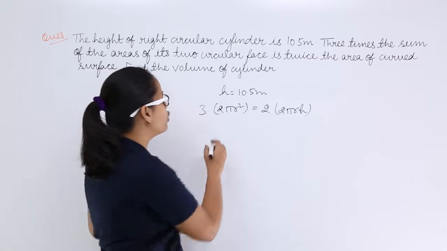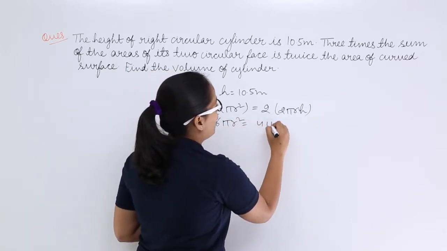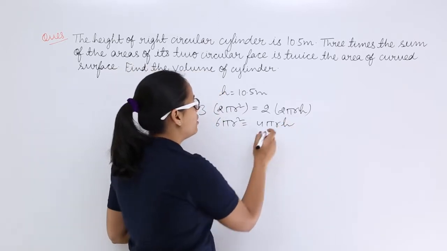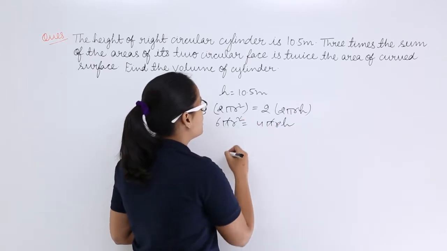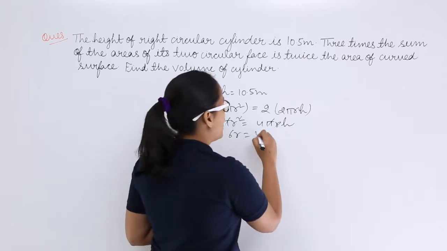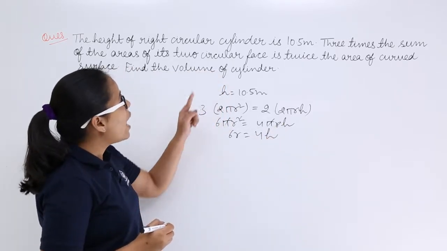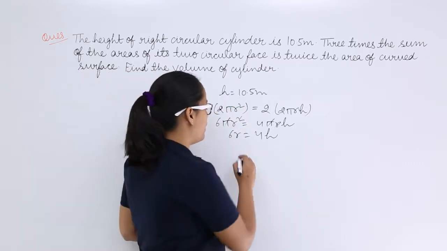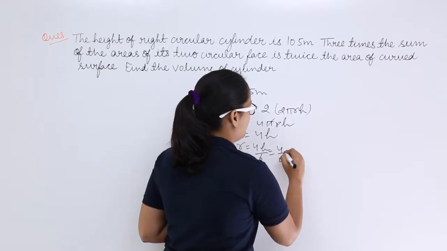Now let's equate both of them. This will be 6 pi r square and 4 pi rh. After cancellation, pi will cancel pi, r will cancel 1 r, you will get 6r on your left hand side and 4h on your right hand side. Now you have the value of h, which is 10.5. Now let's calculate the value of r, which is 4h divided by 6.